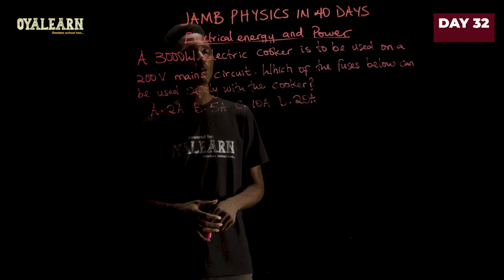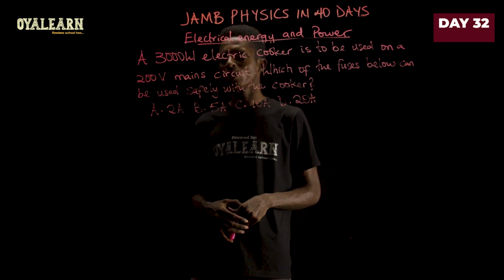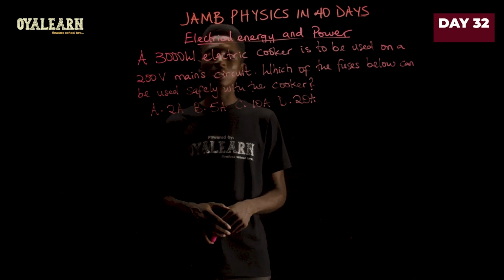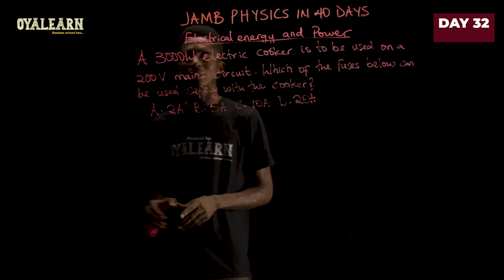A 3000 watt electric cooker is to be used on a 200 volt main circuit. Which of the fuses below can be used safely with the cooker?